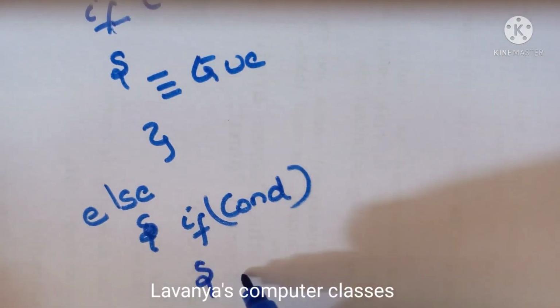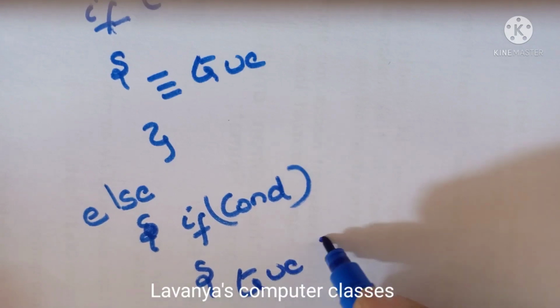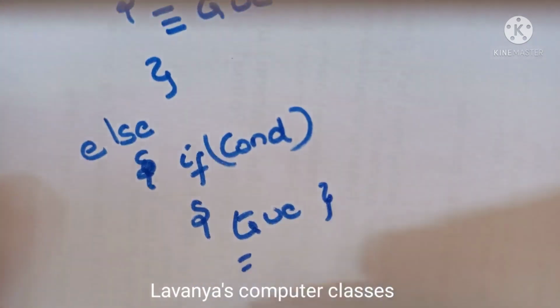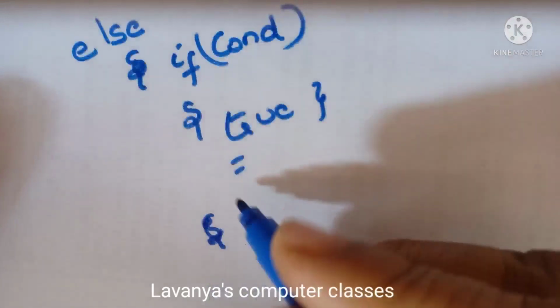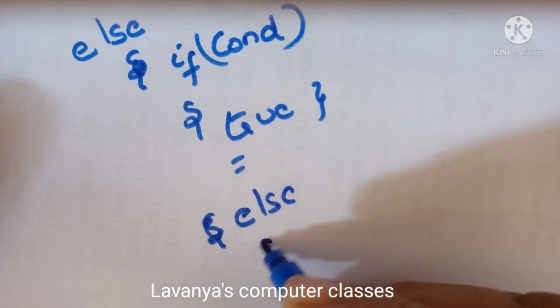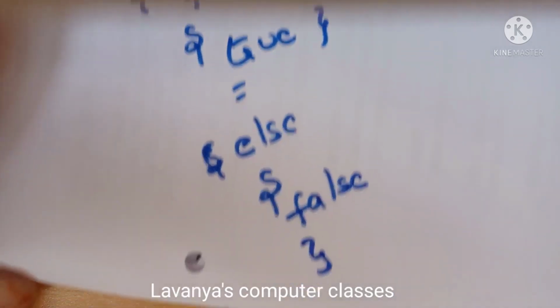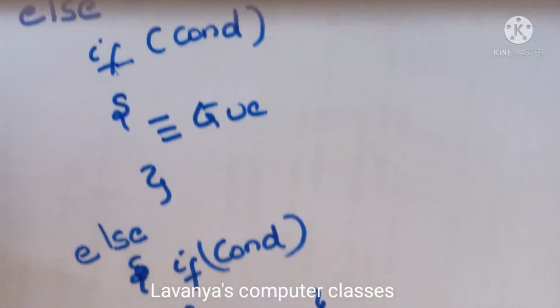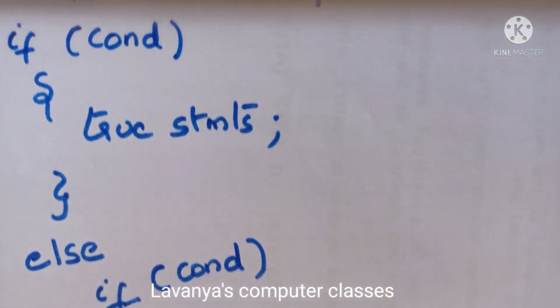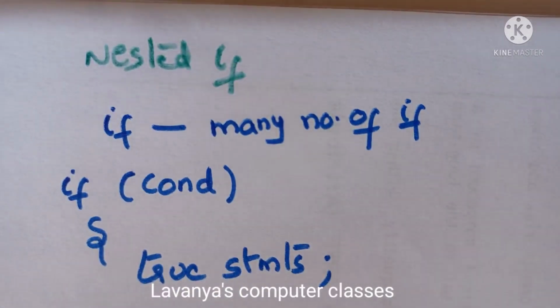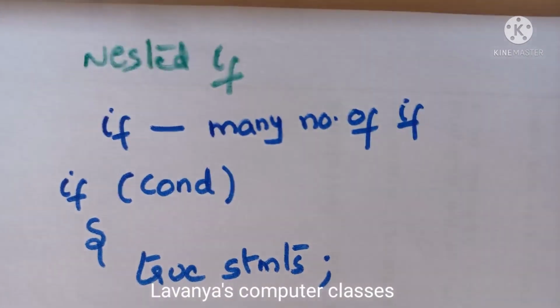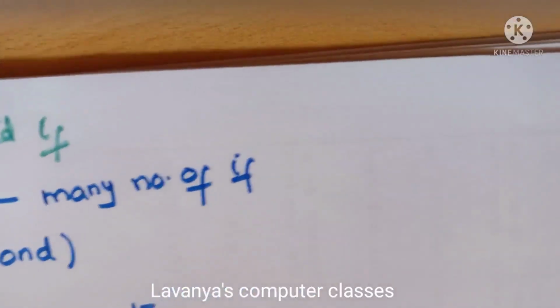Again the same thing: either it may be true or it may be false. If it is false, just write else, and then the last one is the false block statement. So like this we can write the nested if statement condition. What is nested if? One if contains any number of ifs; that is called nested if statements.